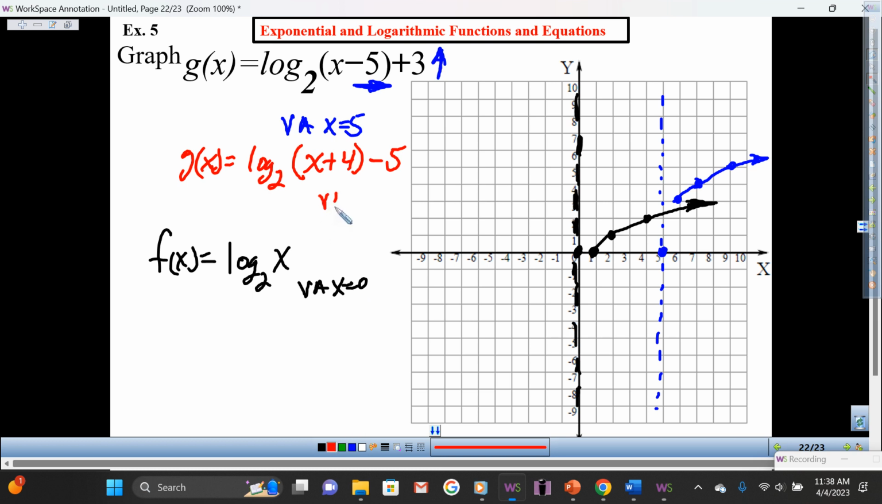Our new VA. All right, our new VA, Dulce. x equals -4. Let's go to -4. And where are we moving this one to? Jaden.